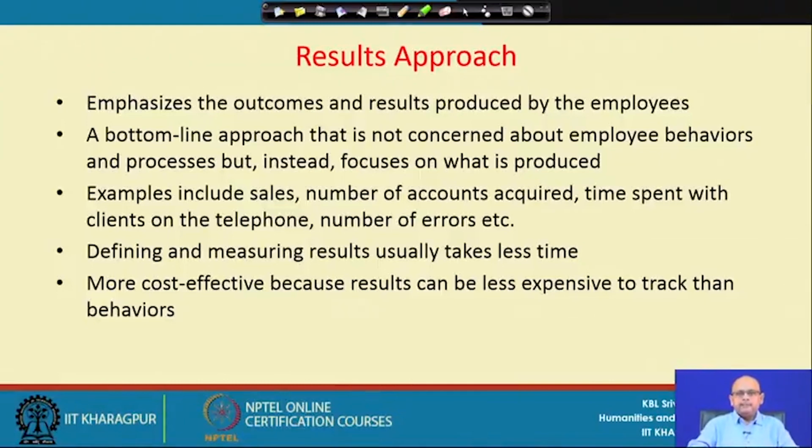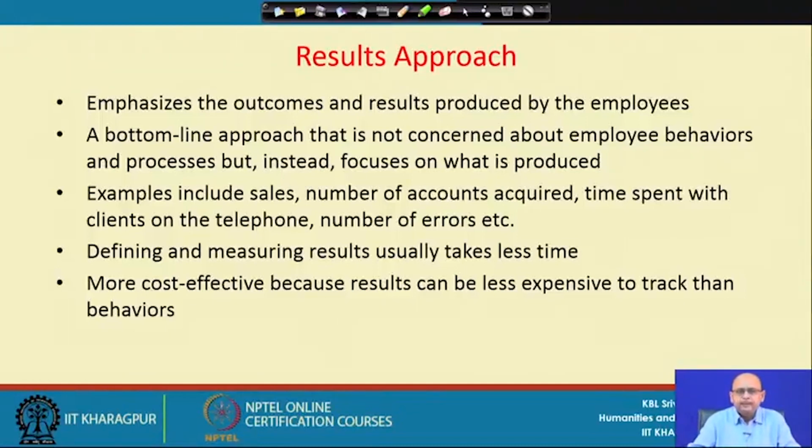For example, if a salesperson is given a target to sell 100 units in a month, and you are using a result approach to measure it, you see whether the person is able to sell 100 units or not, right. So basically here you emphasize the outcome and the results produced by the employees. You are not concerned about the behavior which has led to this result. But what actually happens if you segregate behavior from the result?